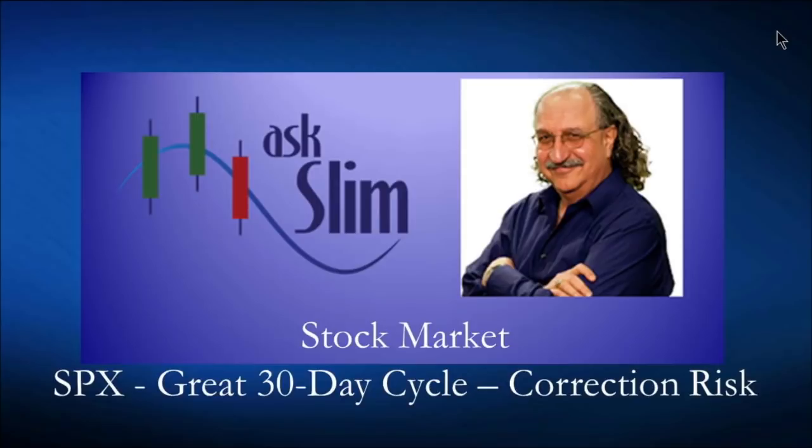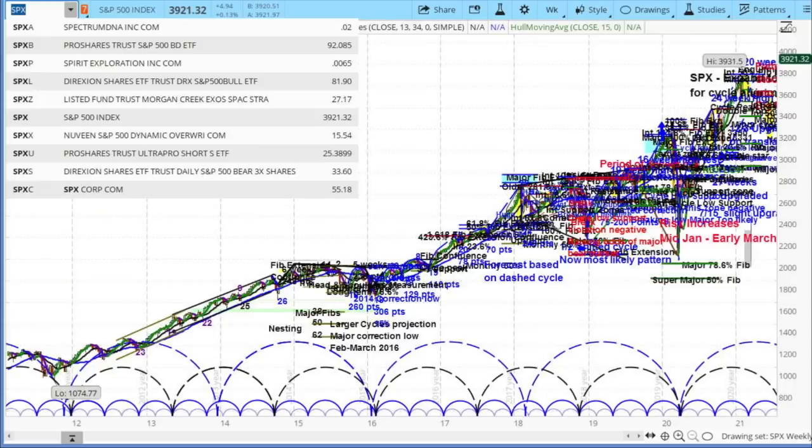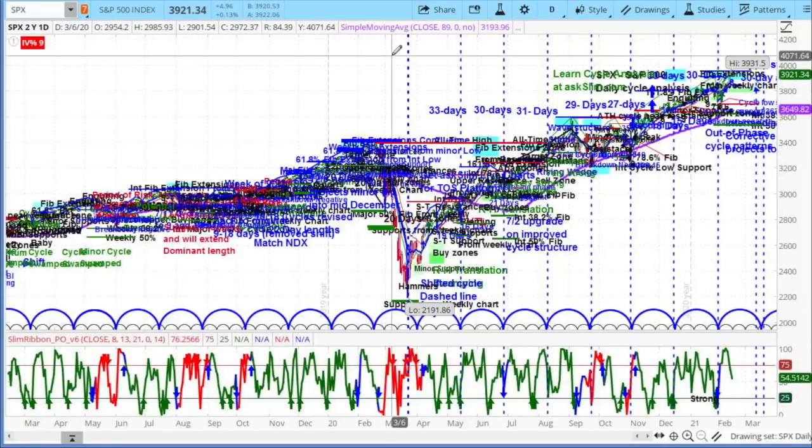All right, this is the stock market, the S&P 500, and we're going to look at a 30-day cycle and talk about some correction risk that we've been discussing that we thought goes out into the middle of March. And I'll show you how that lines up based on this pattern. So I'm going to leave that gold market right there, and I'm going to move over to the SPX. And we'll move over to the daily pattern.